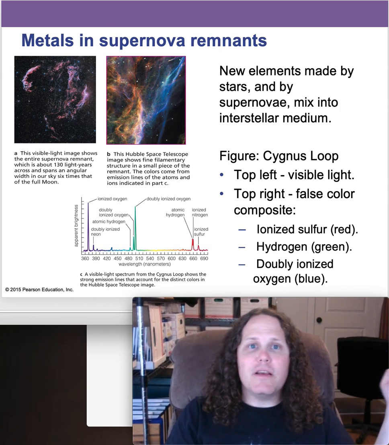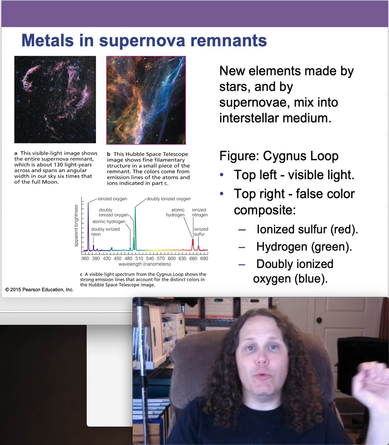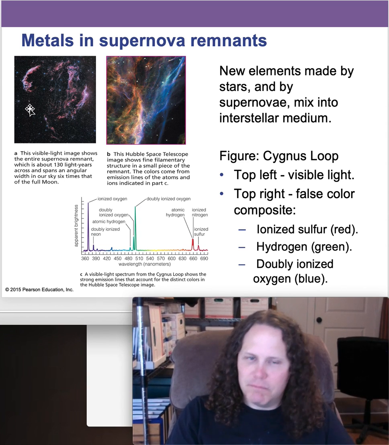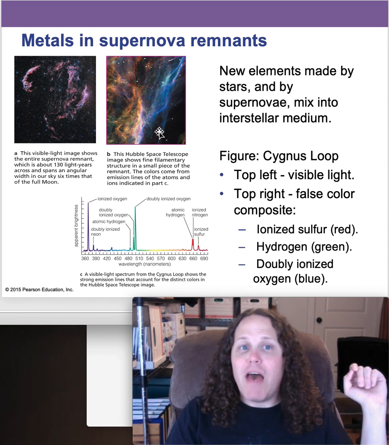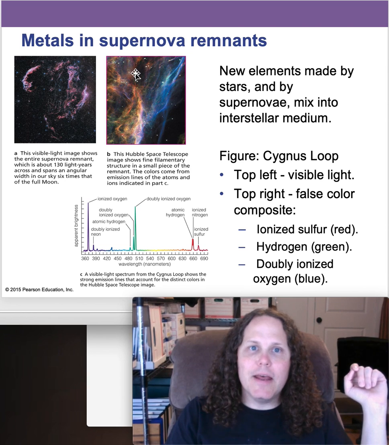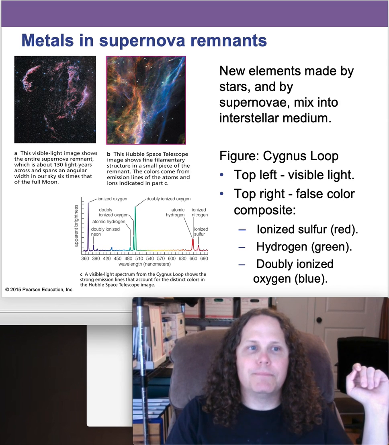The two images at the upper left show the same supernova remnant, the Cygnus loop. The left image is what you'd see in a telescope with your eyes, visible light. The right image is a false color map of elements in the Cygnus loop. Sulfur is shown in red, hydrogen in green, and oxygen in blue.